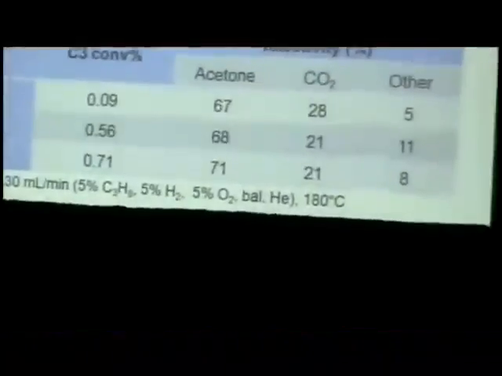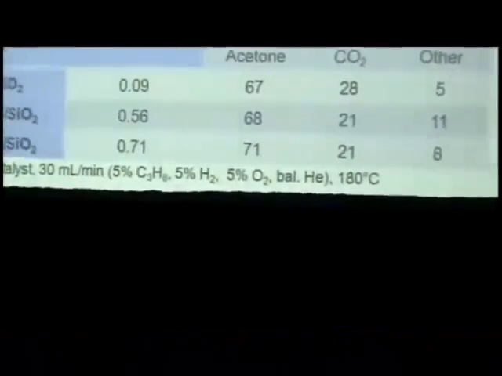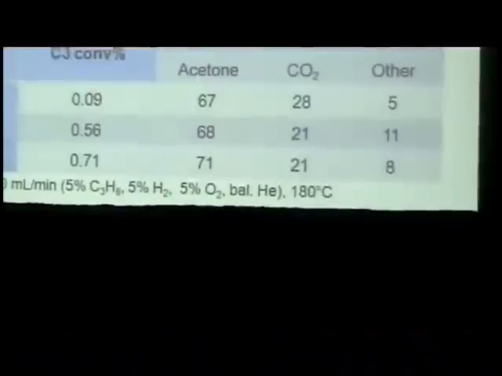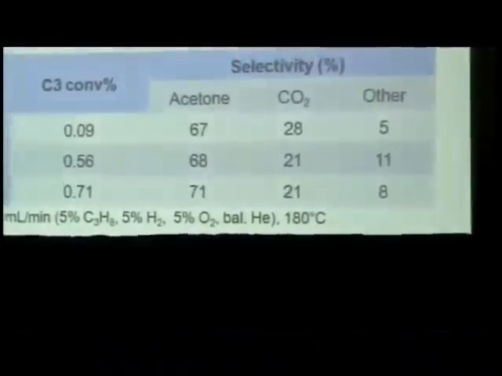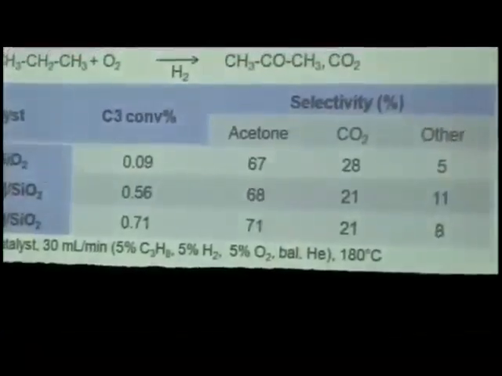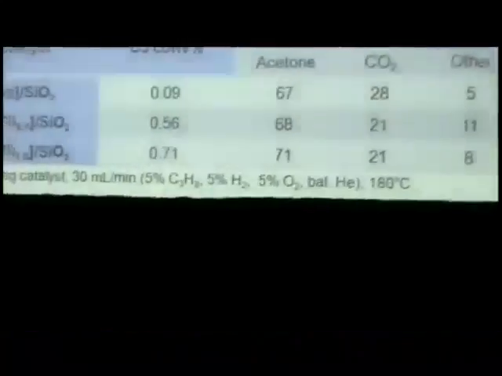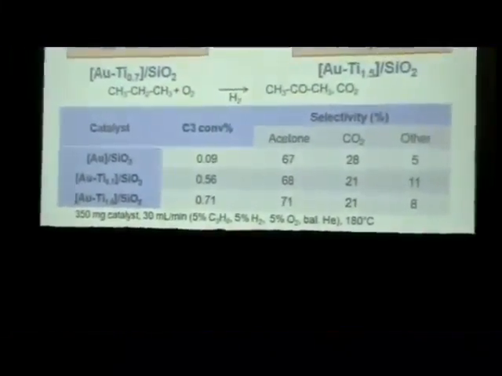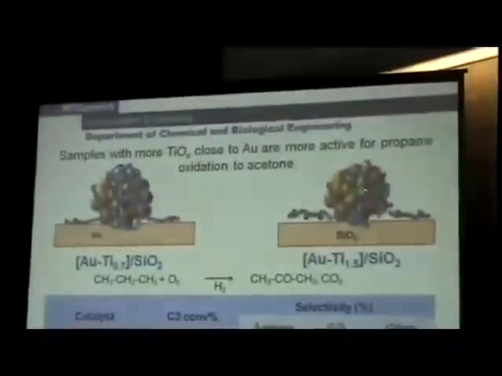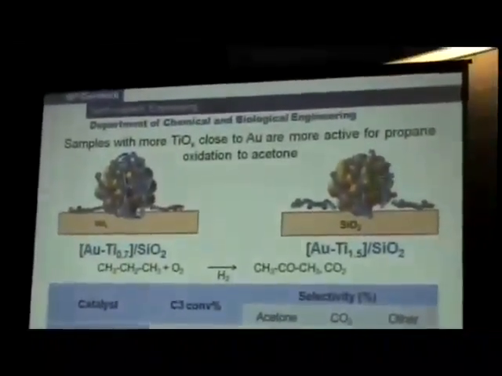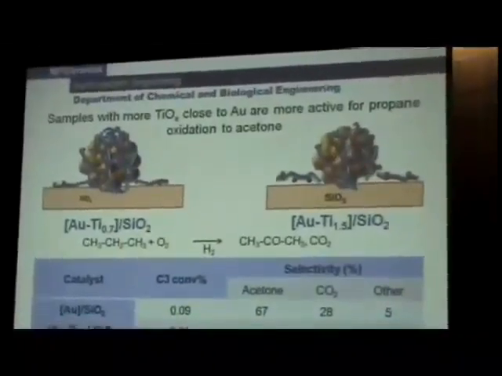And if you put more of the titanium on, the material becomes somewhat more active, and just as importantly, the major product is continuing to be acetone. The fact that we are able to increase the activity, and the fact that acetone is now clearly the major product, suggests to us that this interface that we generated, the titanium, which we think is isolated and surrounded by silica next to the gold, is an important active site for the acetone production for this particular reaction of propane oxidation.